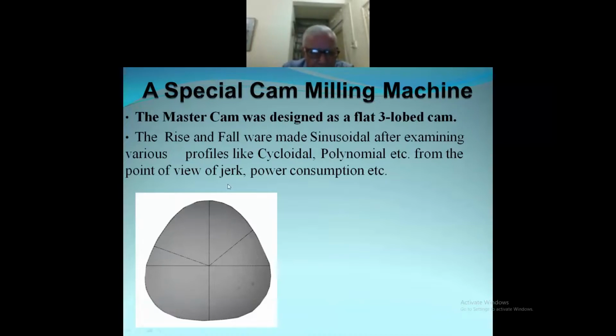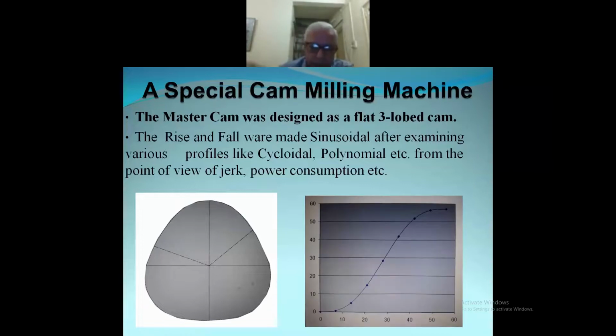And so the master cam is nothing but a simple plate cam which looks like this with three lobes. And we didn't totally forget whatever we learned in college. The rises and falls can be sinusoidal or cycloidal or polynomial. I think we made use of something sinusoidal. I don't remember it properly these days.